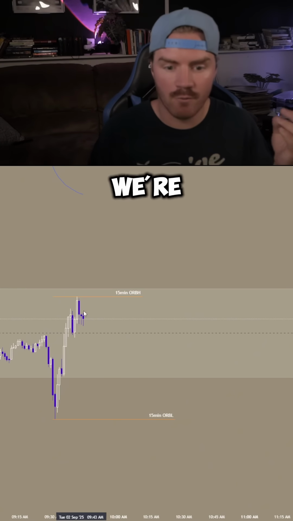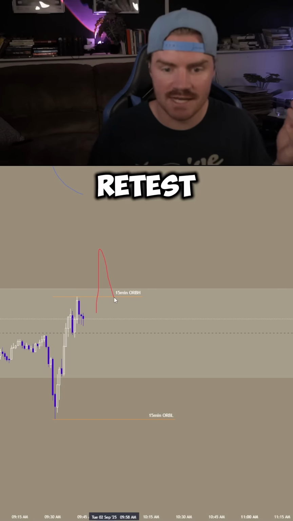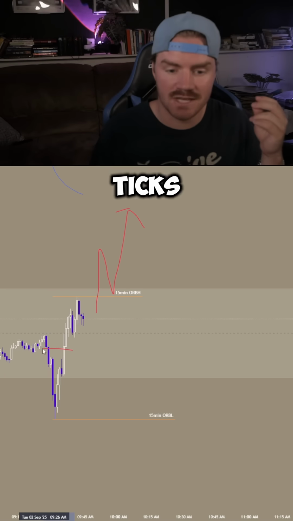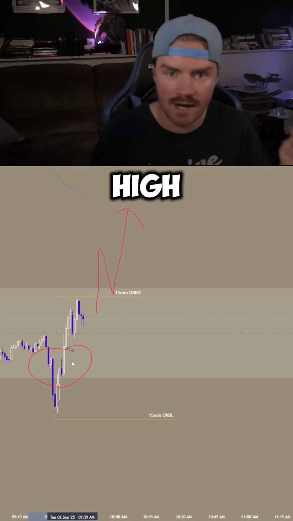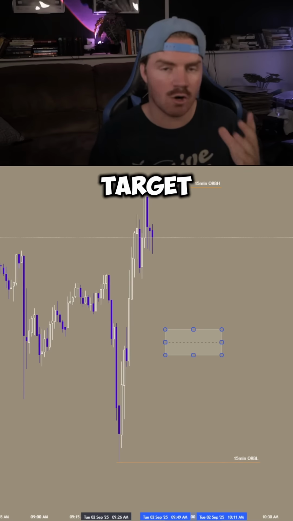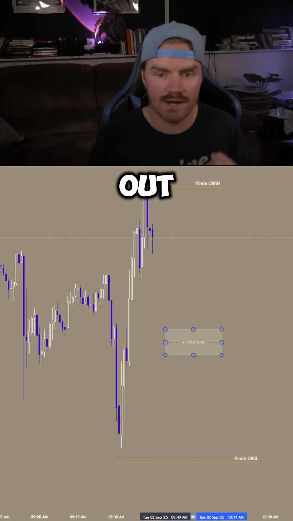While most of the time we're waiting for an ORB breakout and a retest of a fair value gap to go long, this is an example of an entry we can take hundreds of ticks before we even break out of the ORB high. So what I like to do is find a 1-minute fair value gap that gets inversed to target a long entry before we even break out of the ORB.